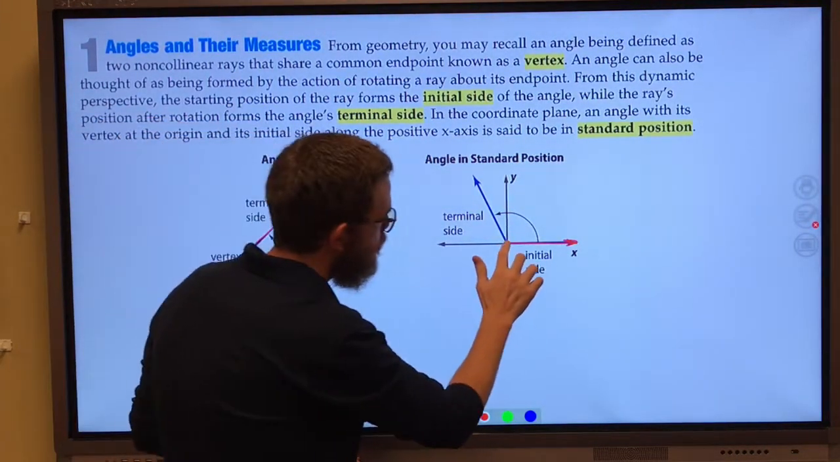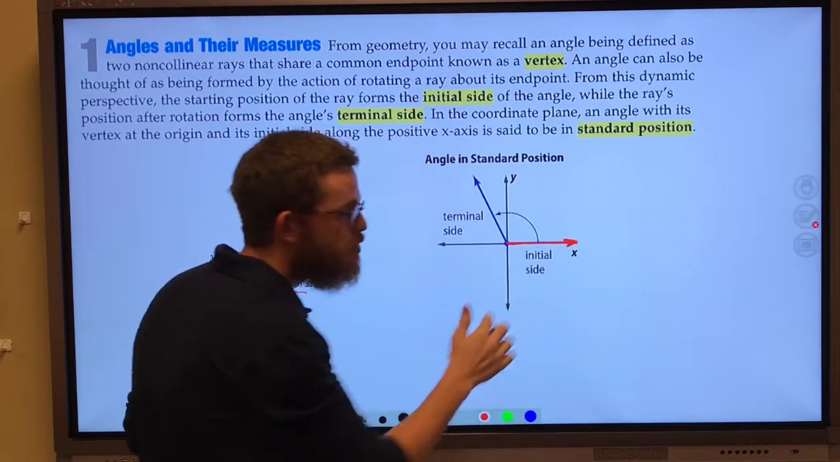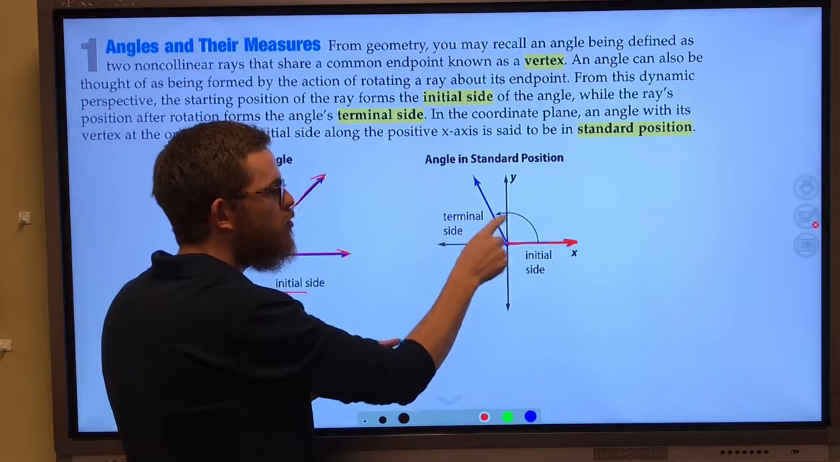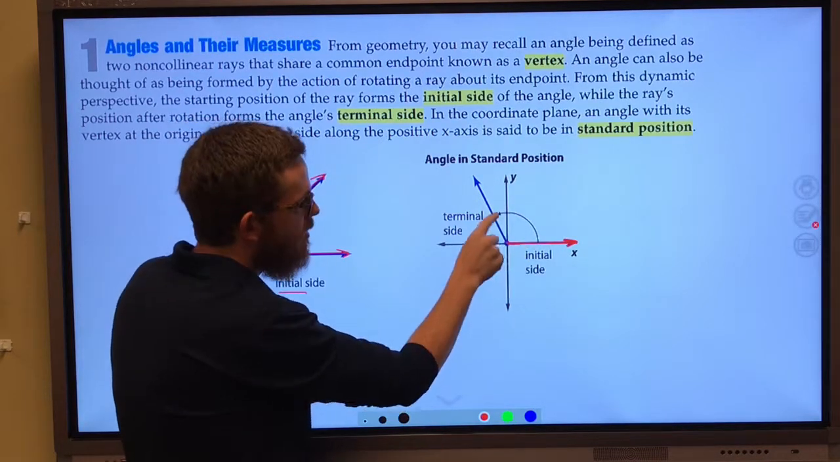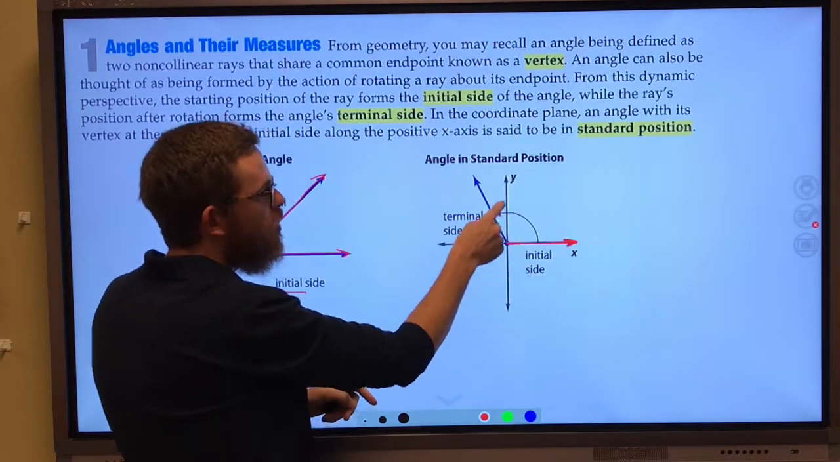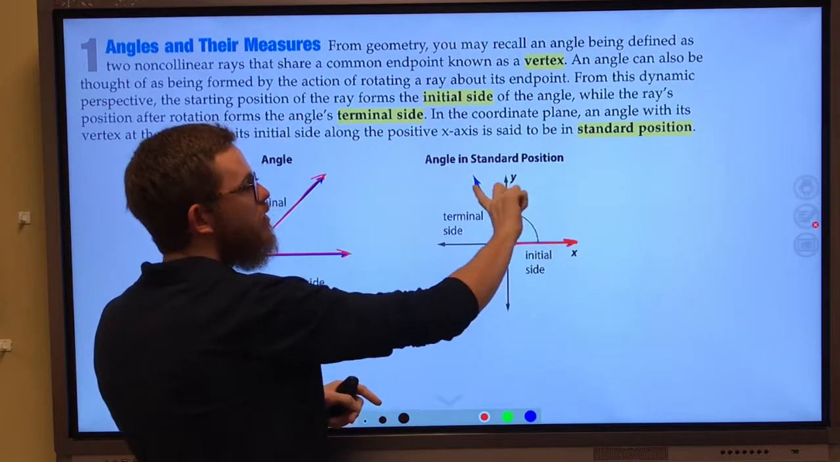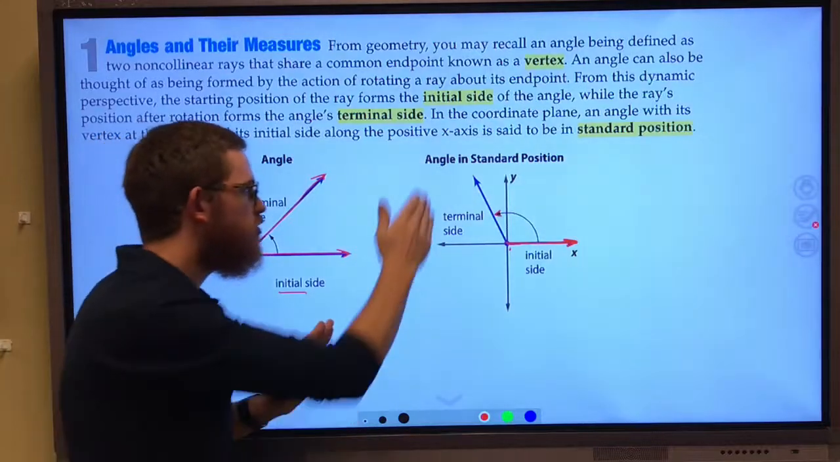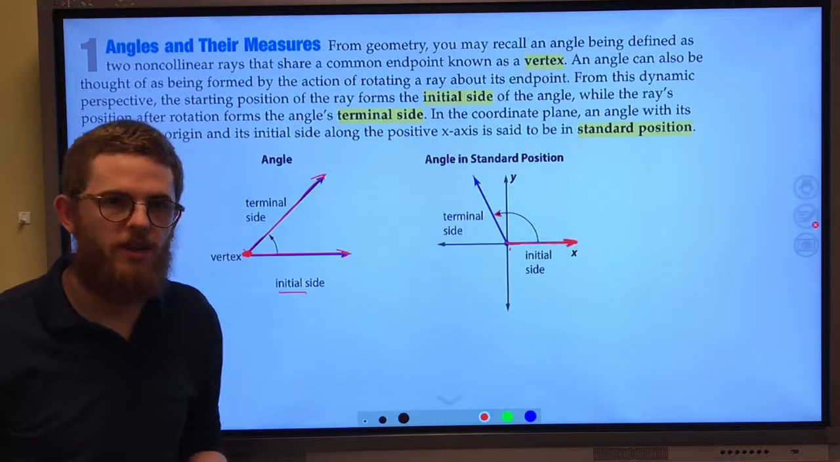So, notice right here we had our initial side, it's right there, it's in standard position, and then the terminal side in this case was rotated up. See that arrow is giving us direction there, it's rotated in this direction, and then it landed right there. That's where it stopped, that is the terminating side of this angle.